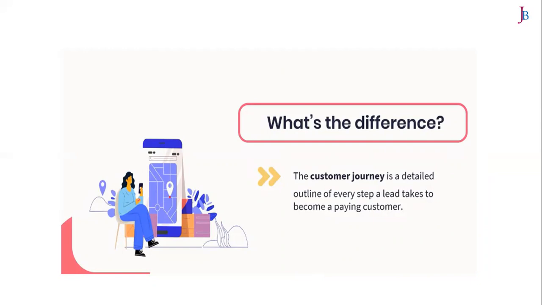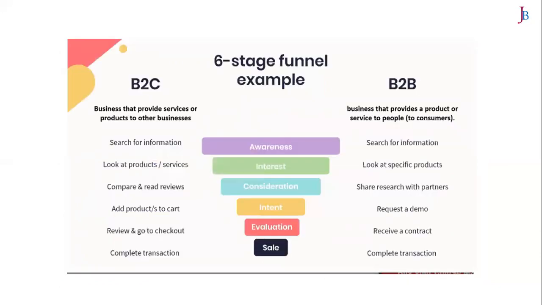So the customer journey is a detailed outline of every step a lead takes to become a paying customer. That's what we refer to as the customer journey. Now, we are looking at a 6-stage funnel example of B2C and B2B. B2C simply means a business that is rendering a service to a customer directly. And B2B means a business that is rendering a service to another business.